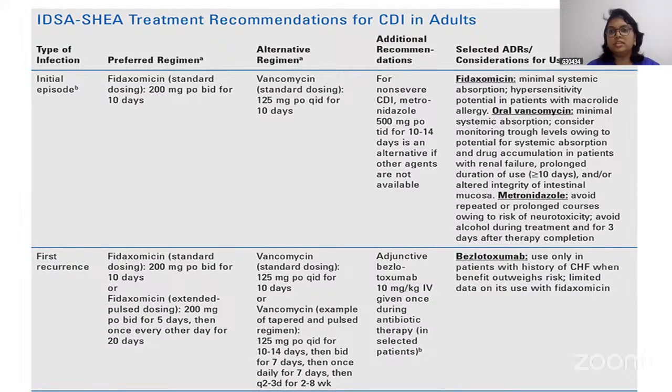Fidaxomicin has minimal systemic absorption, but we have to be careful as it is a macrolide. If there is any macrolide allergy, we have to be careful. And oral vancomycin also has minimal systemic absorption. Anywhere long-term vancomycin is being used, it is better to monitor the drug concentrations. And metronidazole, if used for a longer time, can cause neurotoxicity, which we have to keep in mind. If there is a recurrence of C. difficile infection, you can either use a standard dosing or, better, use an extended pulse dosing.